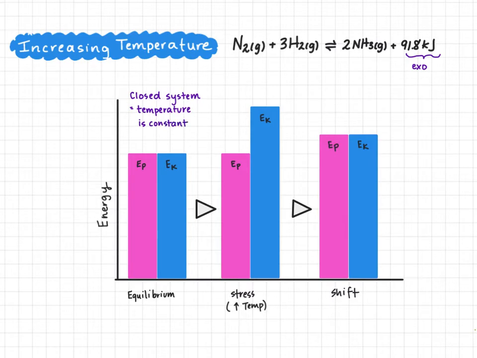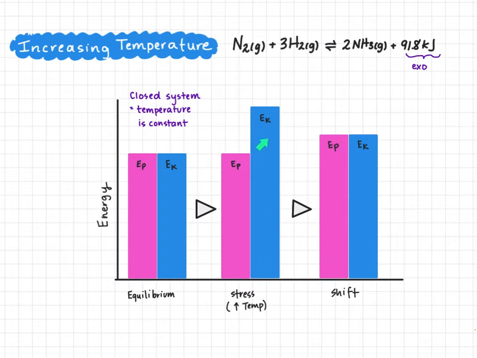If we look at this first bar graph at equilibrium, this is the total potential energy of the system. So this is going to be some mixture of our reactants and our product. This is equal to the total kinetic energy of the system. So not only are the forward and reverse reaction rates equal, so is the total energy.